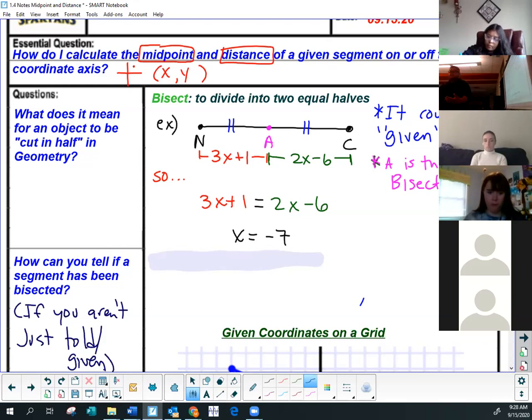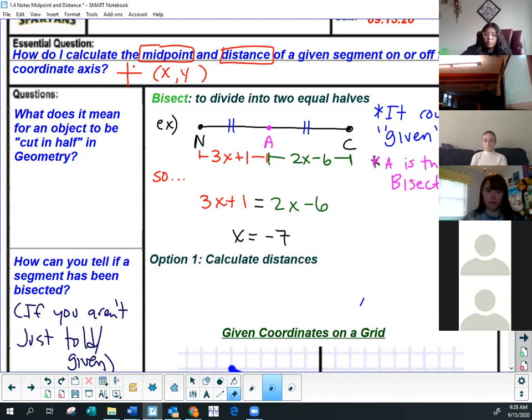So I'm going to present a couple different ways to tell if something's actually been cut in half, but we're going to have to use a different environment. And so one option I think is if we calculate the distances. Okay, and so I'm going to use the example above, actually, let me drop this down a little bit.